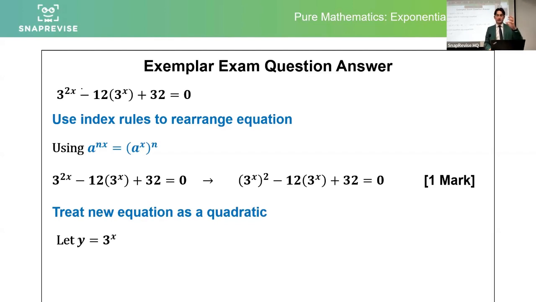And if we replace 3 to the x with y, we'd get y squared minus 12y plus 32 equals 0. That looks a lot more familiar to us. So going from here, let's have a little look. Couple of marks already for this question. And hopefully we're all following. I'm hoping this is nice and clear.